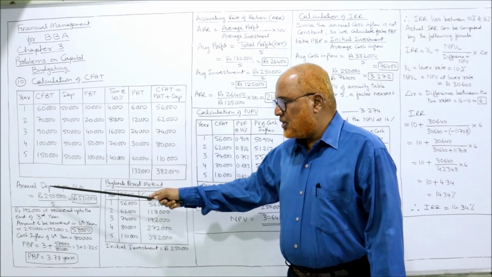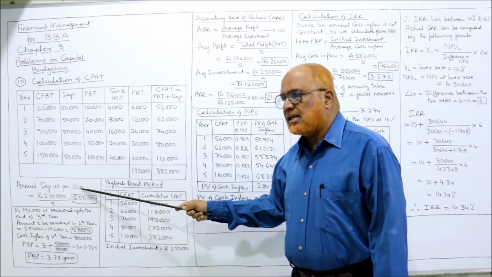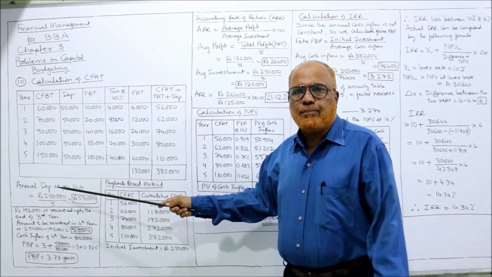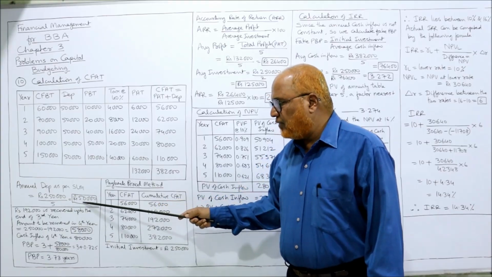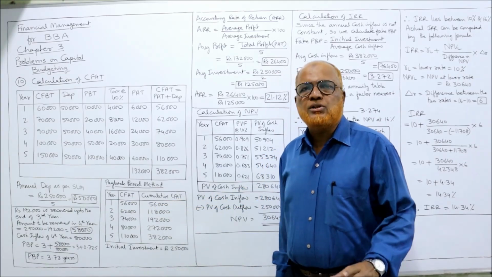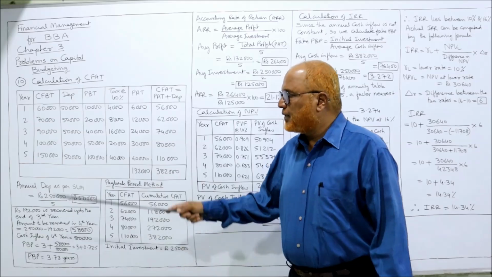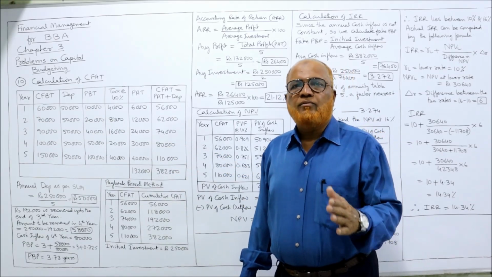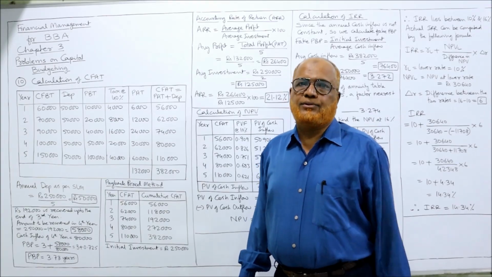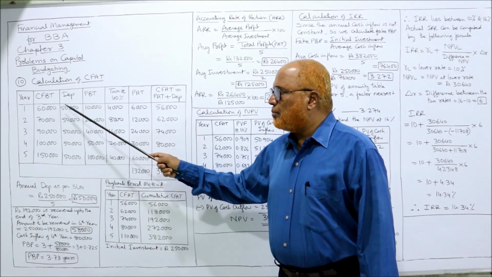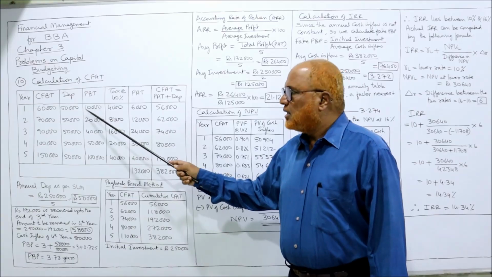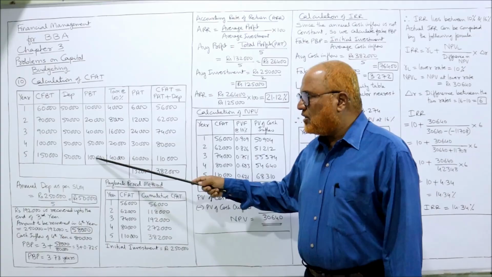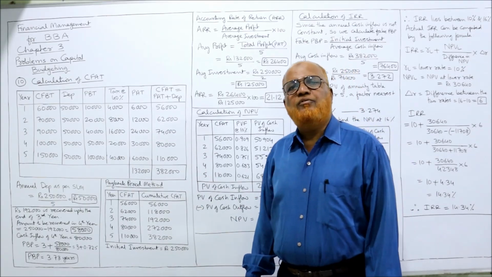And annual depreciation as per SLM, straight line method. So cost minus scrap. There is no scrap. So 2,50,000 by 5, 50,000. Every year the depreciation remains the same, straight line. So 50,000 every year. Now deduct depreciation, we will get profit before tax. So 60,000 minus 50,000, 10,000. Then 70,000 minus 50,000, 20,000. These are all the PBT, profit before tax.